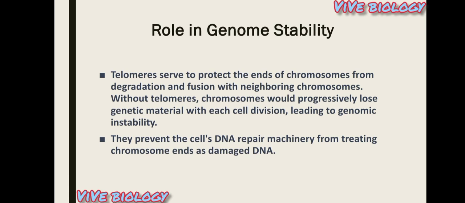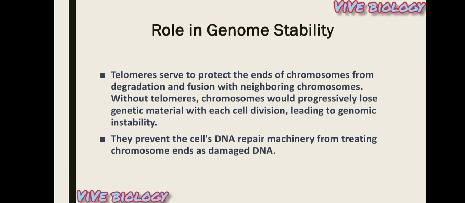Now let's talk about the role of telomeres in genomic stability. One of the primary functions of telomeres is to shield the ends of chromosomes from degradation and the risk of merging with the neighboring chromosomes. Now, the process of cell division would gradually erode the genetic material, which will eventually lead to genomic instability and potential cell dysfunctions. So we can say that telomeres prevent chromosome degradation and fusion, and they maintain genomic stability.